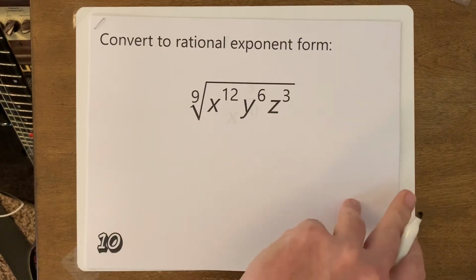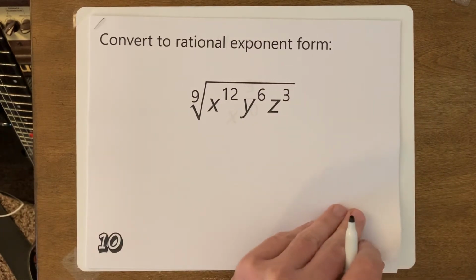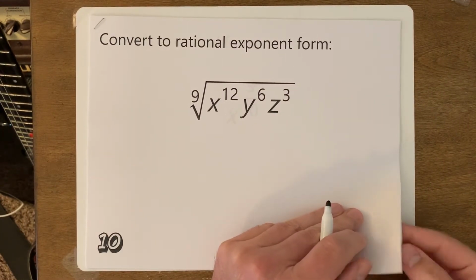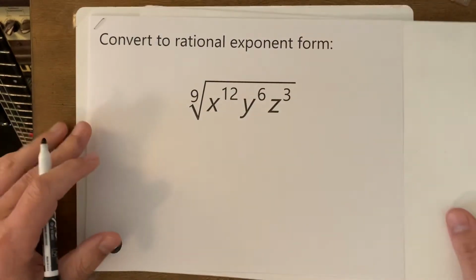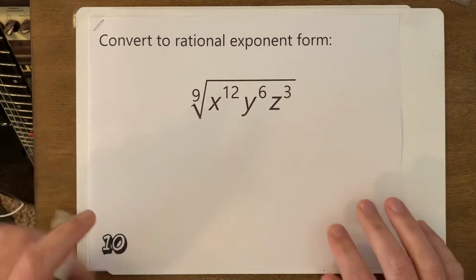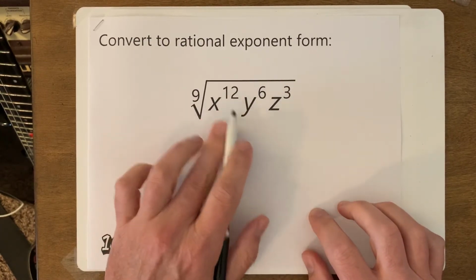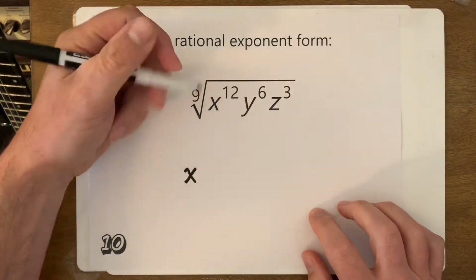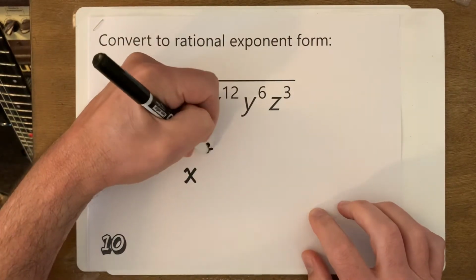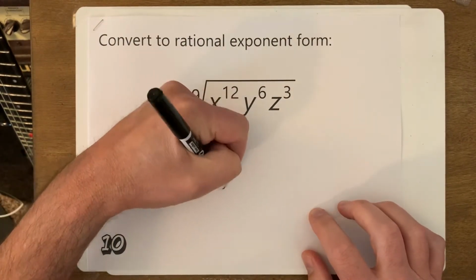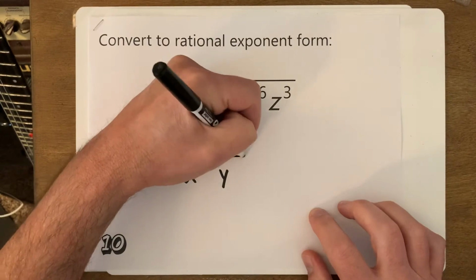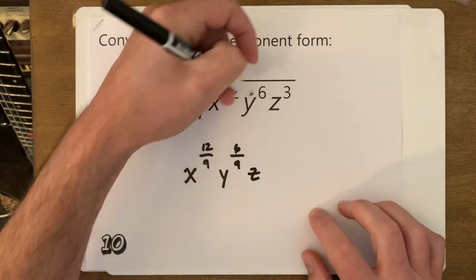And let's try this one right here. The pages are sticking together. There we go. Okay, so 12, 6, and 3, and you got a 9 right there, so we know we're going to have to simplify some fractions here. So x to the 12 over 9, y to the 6 over 9, and z to the 3 over 9.